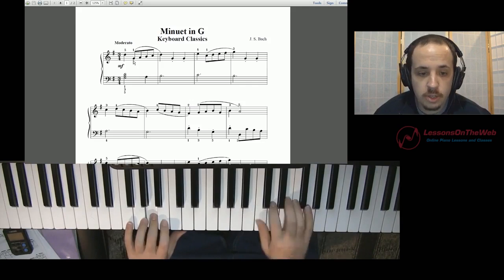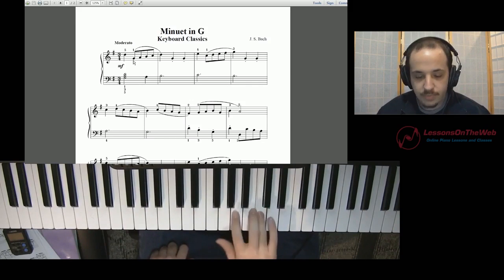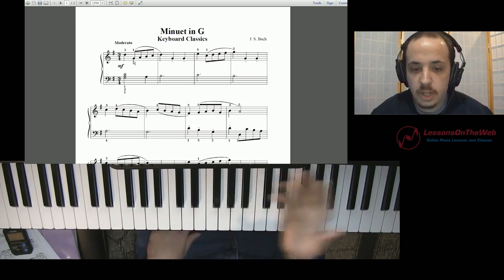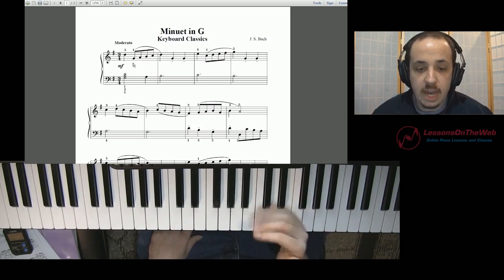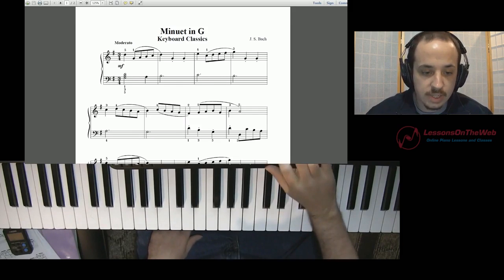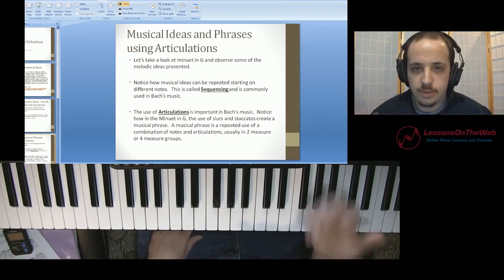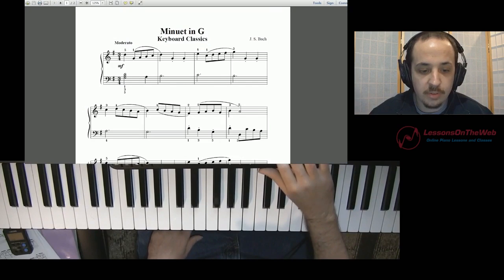Up. As you notice, even on the second line, there are some musical ideas here that move up and down the staff. Now that is called sequencing. It's in the PowerPoint, so refer to that right here. And then articulations are things like slurs and staccatos, and they can help make phrases.